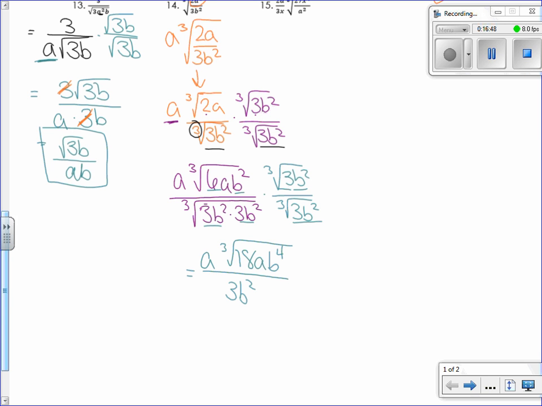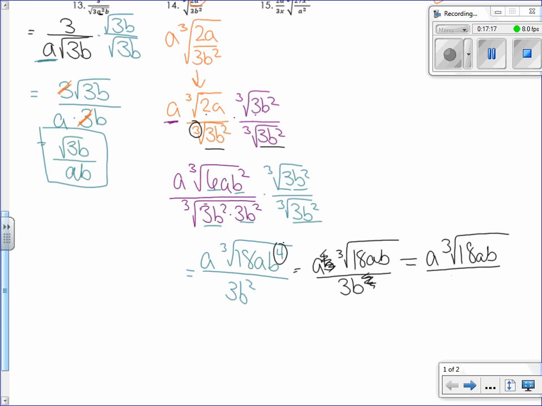And now I'm almost done because 18 doesn't break down. I mean, it does break down, but there are no groups of 3. A doesn't break down, but I do have 4 b's, so I can pull a group out. I'm left with 18ab. And then this b is going to cancel with one of these b's. So here is my final answer.